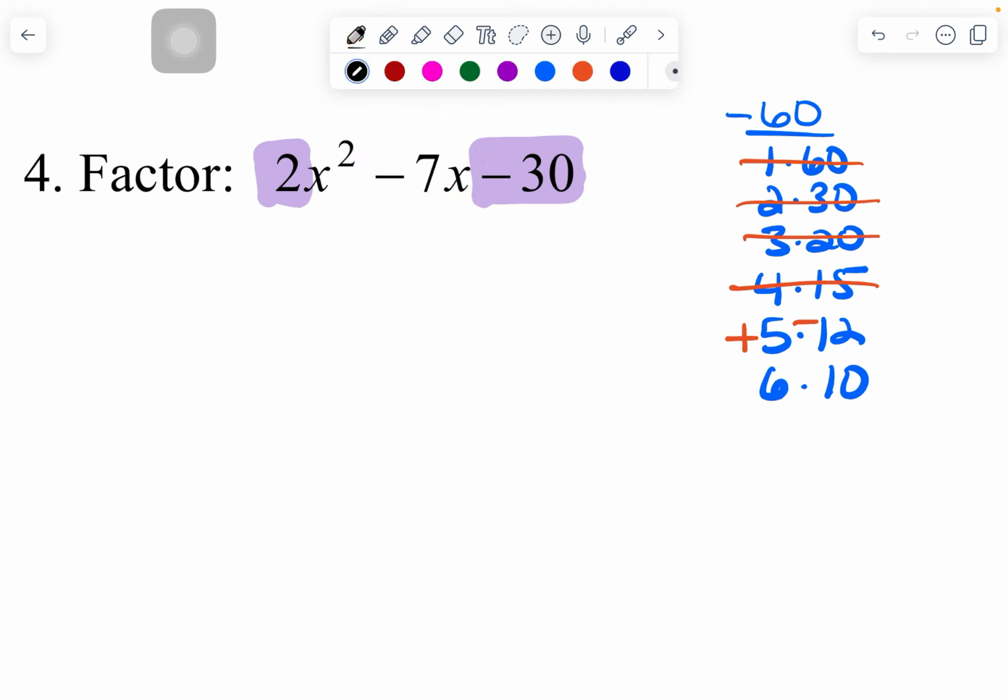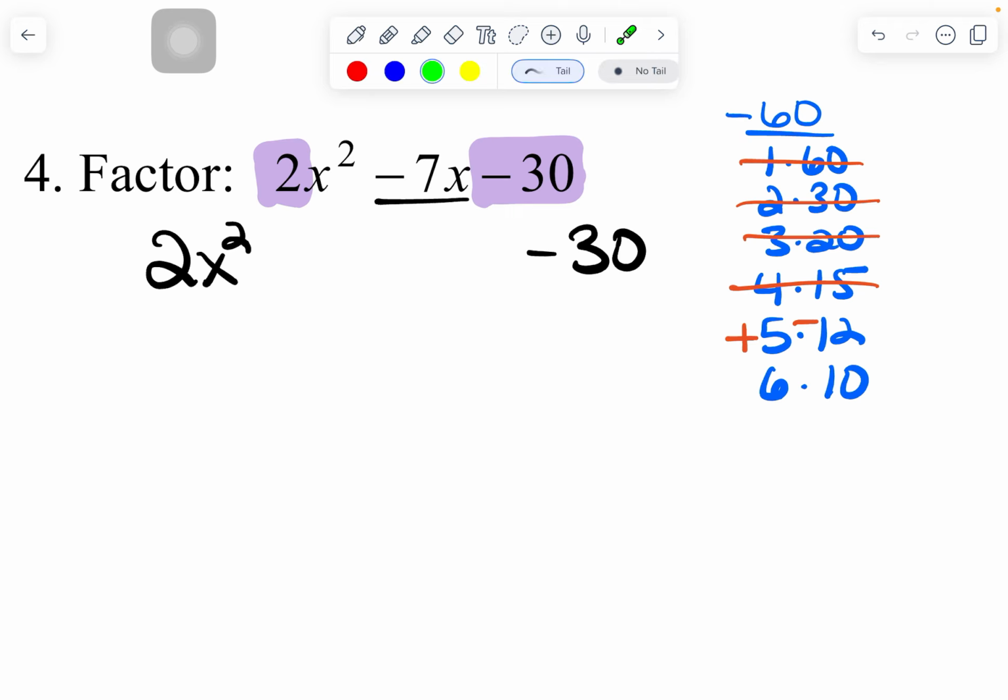So how does this work again? Keep your first term, the 2x squared stays. Keep your last term, the negative 30 stays. Split the middle term using these two factors. Now for this one, does it really matter the order that you write the factors? No. So I'm going to go ahead and write them in the same order. So plus 5x and then minus 12x. So positive 5 minus 12 makes the negative 7. All right, good.